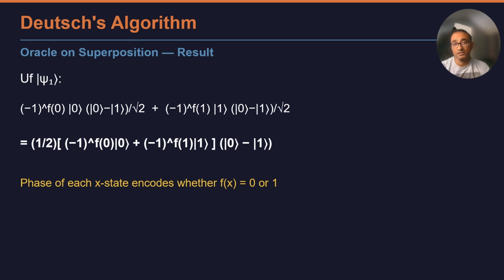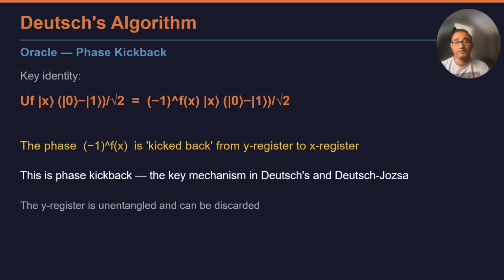However, if you see in this calculation, -1 to the power f of x is what the Y register is giving back. And this is precisely what is called a kickback, or the give up from the Y register to the X register. And this phase kickback is actually the key mechanism in the Deutsch-Jozsa algorithm, which helps you to determine the exact state of register X.